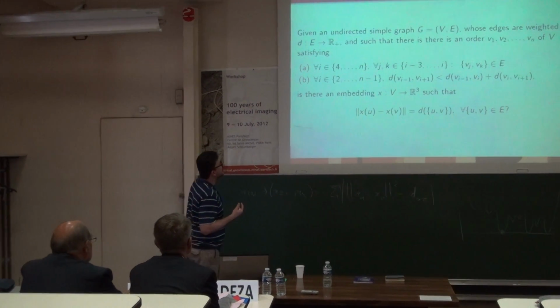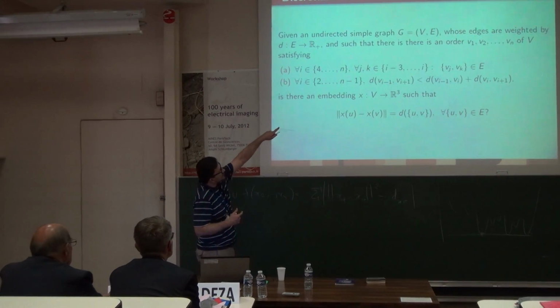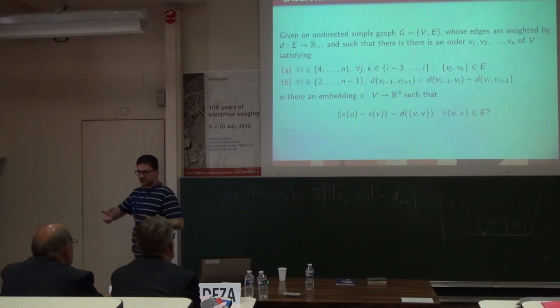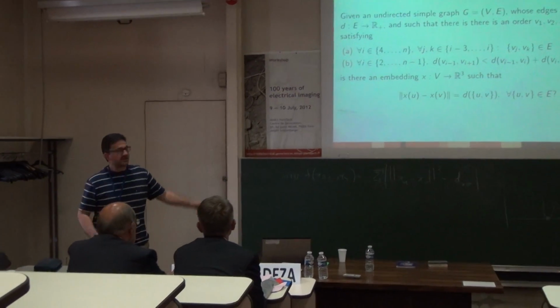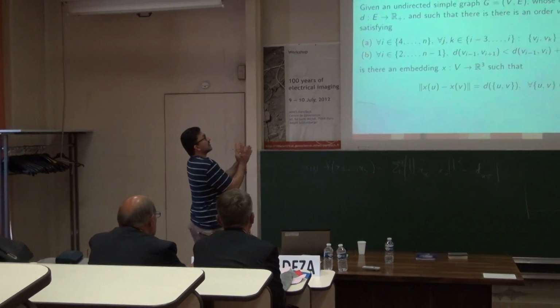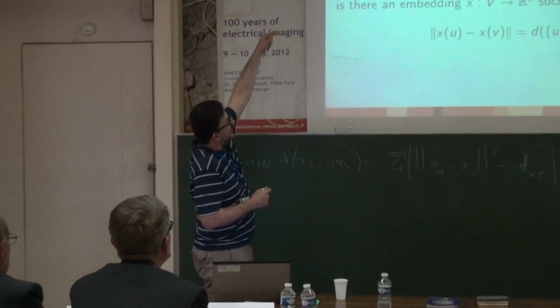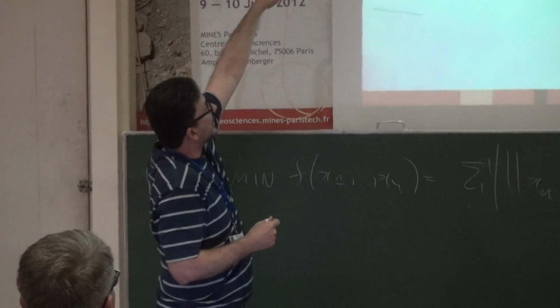The main condition, the main hypothesis, is that there is an order on the vertices of the graph satisfying these two hypotheses. So first of all, we consider a distance geometry problem where we have an order, or an ordering, on the vertices satisfying these two hypotheses.